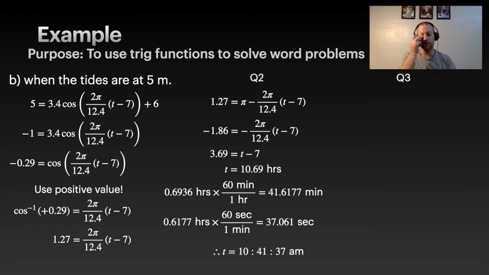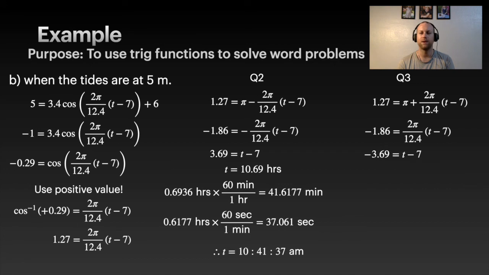Let's do this again for quadrant 3. So we start with our equation that's at the very bottom left corner, the 1.27 equals, and we will convert this into quadrant 3, which means the right-hand side is pi plus what we originally started with. Again, solve for t. Minus pi, divide by fraction, add 7. Here's our time, 3.31 hours. So it's going to be 3 a.m. is when we are going to start.